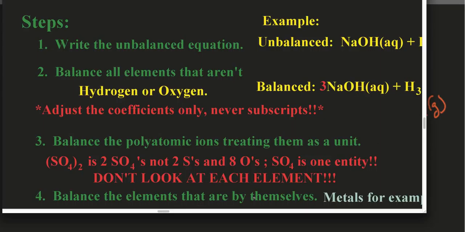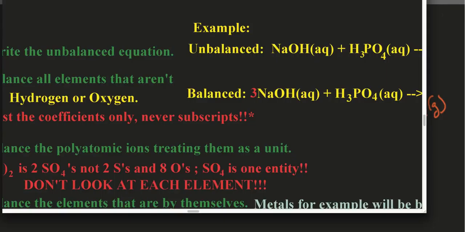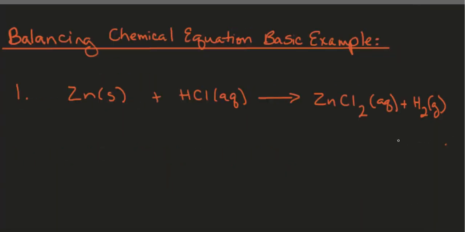Then you balance all the elements that are by themselves, like the metals, for example. Then after all that, you do oxygen and hydrogen. All right? So let's look at this example here.